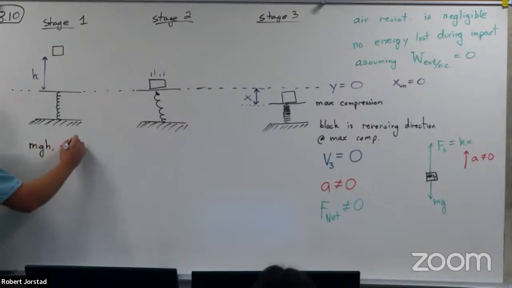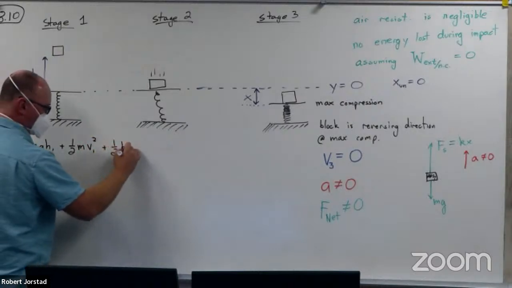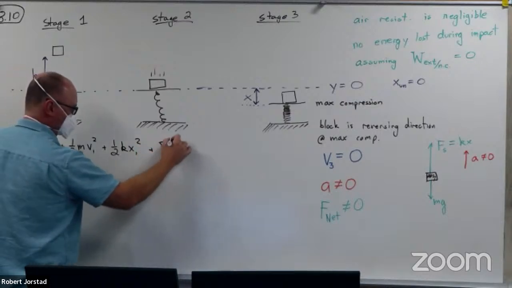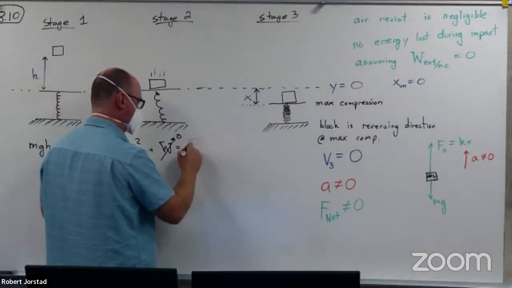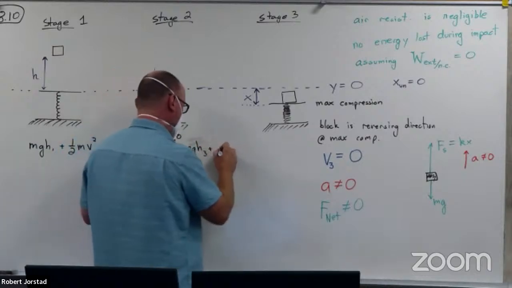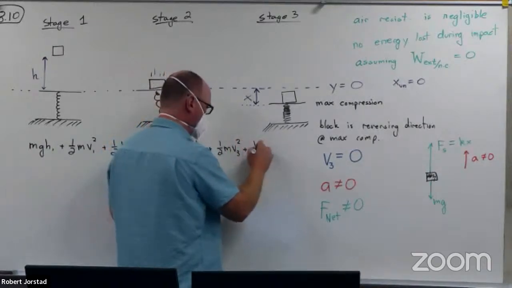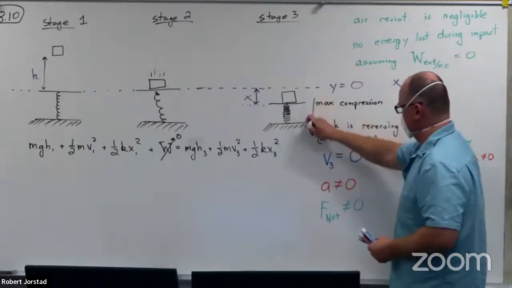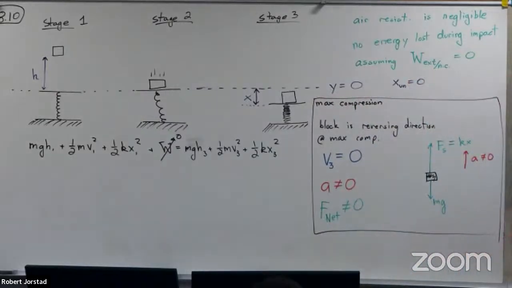mg height 1 plus 1/2 m v1 squared plus 1/2 k x1 squared plus work, which we said goes to 0, equals 1/2... Whoops. Let me try and write them in the same order. I'll get out of the way. Put a box around this. Okay, there's our energy equation.